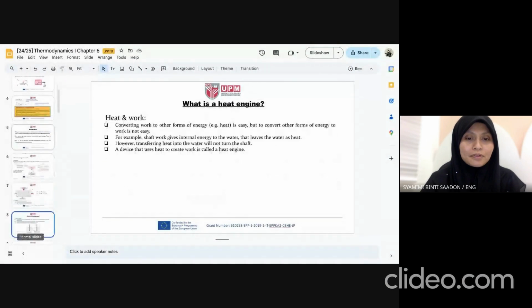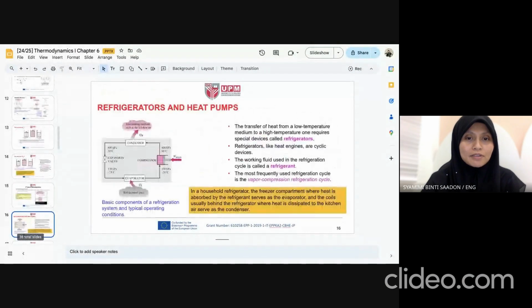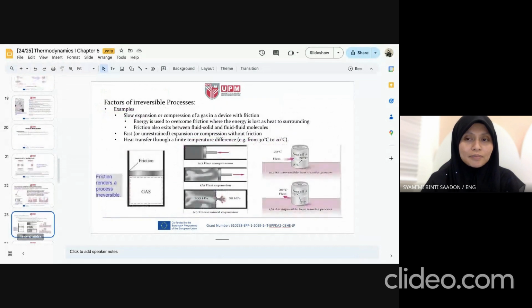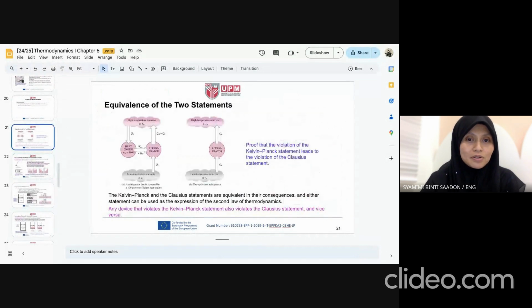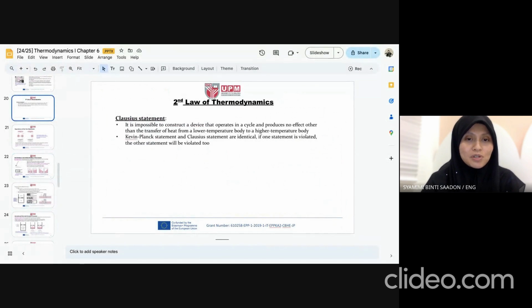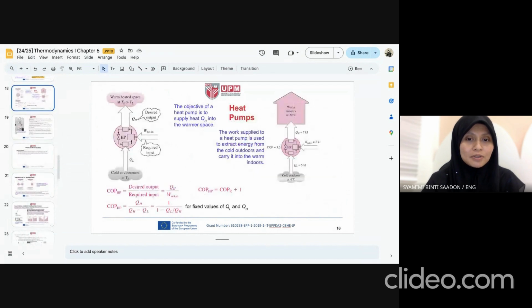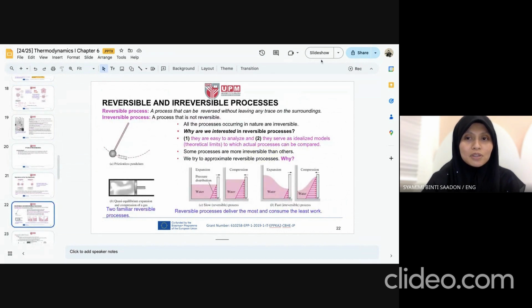So today we are going to continue our lecture. I'm going to pre-record the lecture for the continuation of our chapter 6. So I'll share slides. We stopped at the second law of thermodynamics regarding the refrigerator and the heat pump. The last one was the Clausius statement. Heat pump already. Okay, so we continue here.